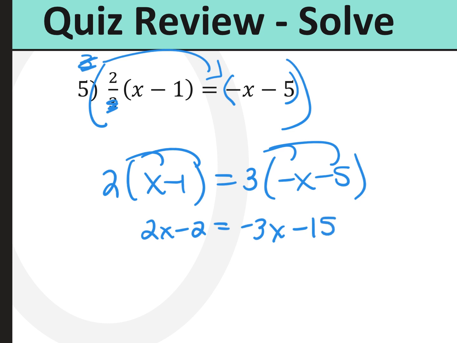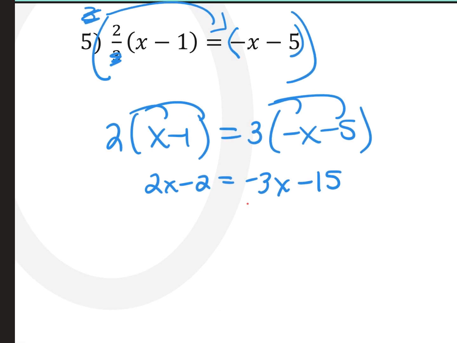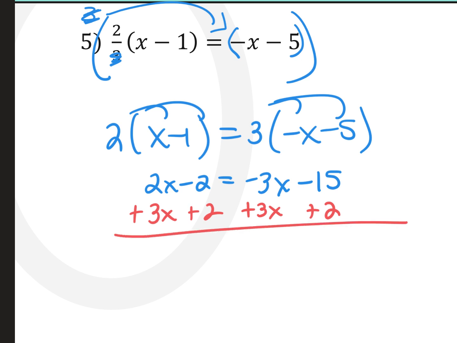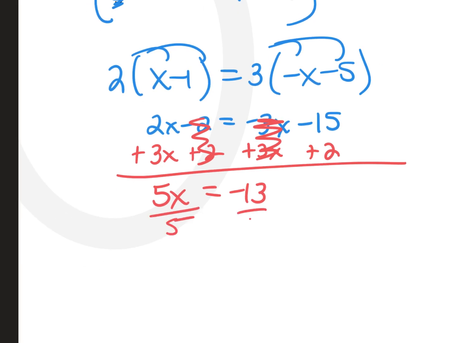Now, nothing is squared. I don't have an x squared and an x to the first power, so I'm just going to move letters to the left and numbers to the right. So I'm going to add 3x to both sides, and then I'm going to add 2. So on the left-hand side, 2x and 3x gives me 5x. My 2's cancel. Negative 3x, positive 3x cancel. What's negative 15 and a positive 2? Perfect. And then what? Divide by 5.